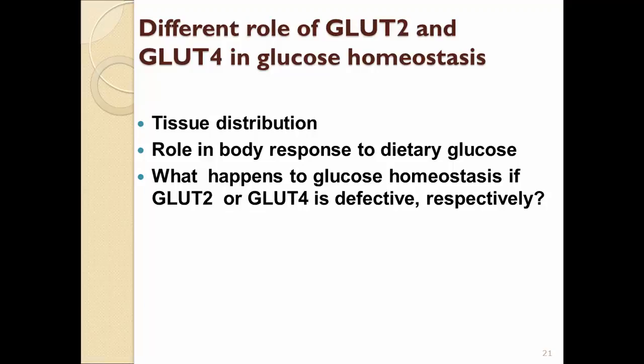To regulate glucose, the consequence is that blood glucose level will be reduced, right? So you have a lot of glucose being taken up into the liver and pancreas, and this we also call the first tier response, right? Okay. Now what about GLUT4?